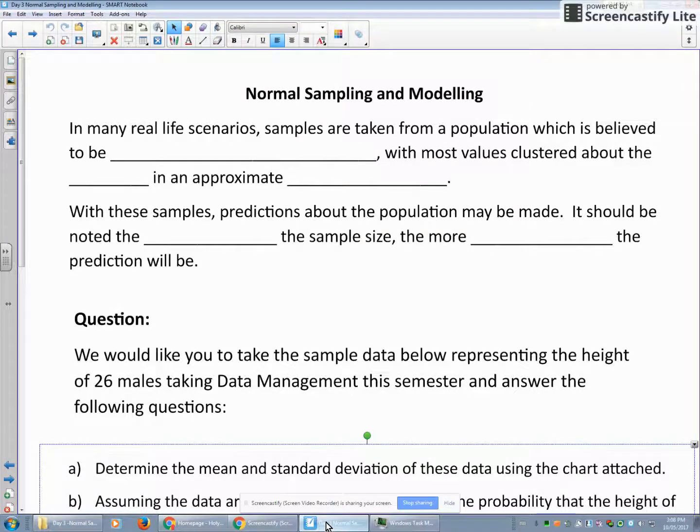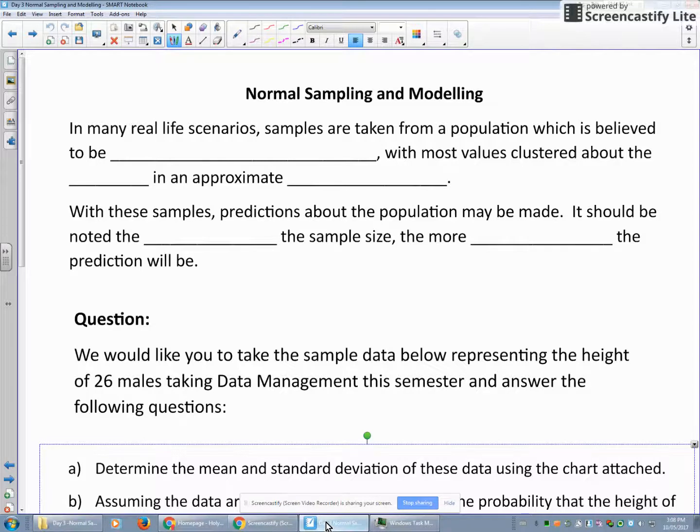Okay, so we're just going to take a look at a sample problem. It's a little bit of a repeat from yesterday, a bit of a minds-on activity. In this case, we're talking about normal sampling. So what is that? Sometimes we'll take data from a population, we do a sample, and we're assuming that it's following a normal distribution.